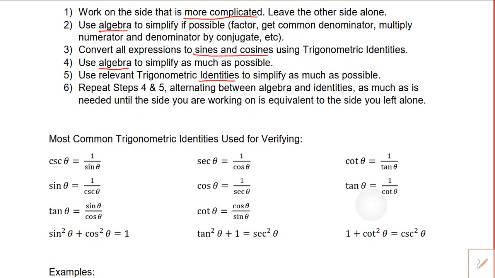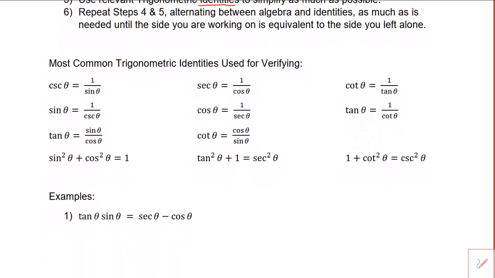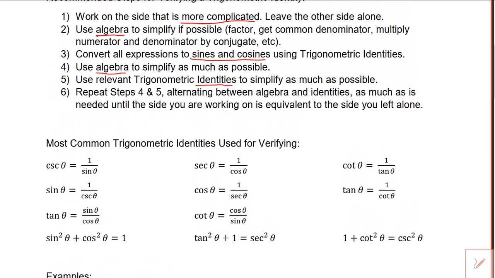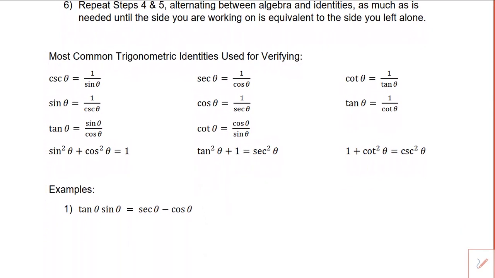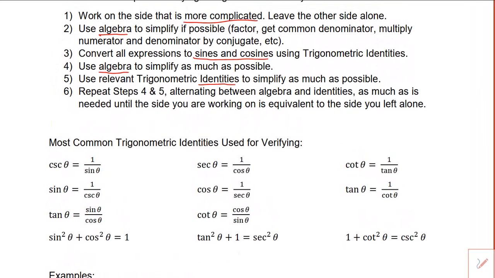First, I'm going to work on the side that is more complicated. In looking at these two sides, knowing that I'm probably going to be working with having to get common denominators, I'm going to go ahead and focus on the right side because I know that subtracting fractions is more difficult than multiplying them. The second step is to use algebra to simplify if possible. Looking at secant theta minus cosine of theta, there's nothing algebraically I can do with that, so I'm going to move on to step 3.